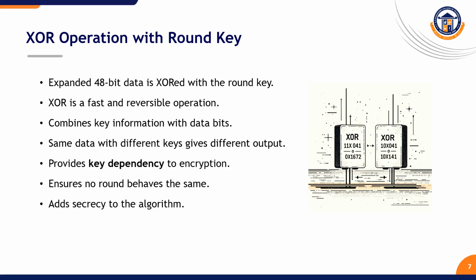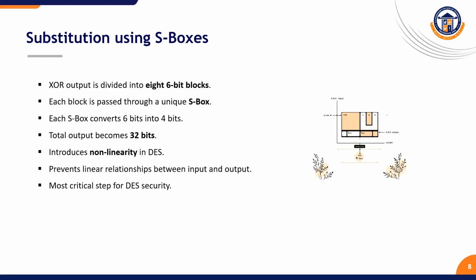After the XOR, the result goes to the S box, that is, the substitution box. The 48 bits are converted into 32 bits with the use of the S box. So the input is 48 bits and the output is 32 bits. It prevents a linear relationship between input and output, adding one more layer of security to this step.